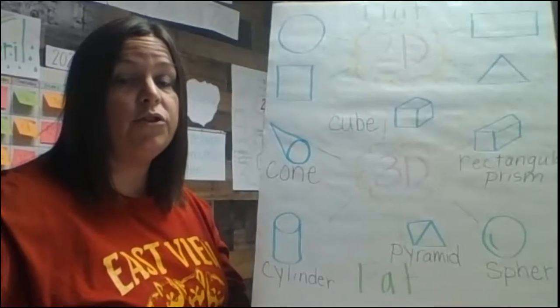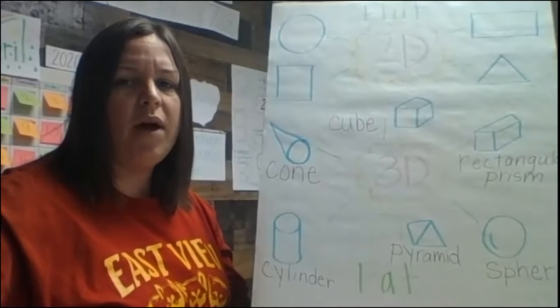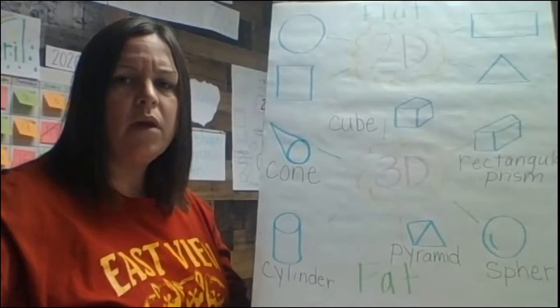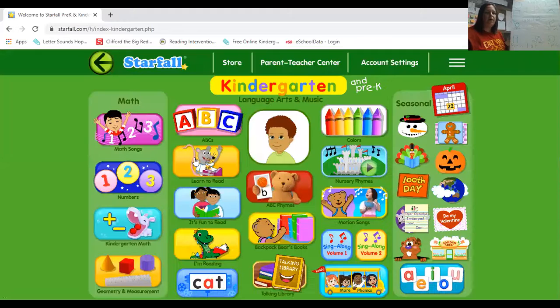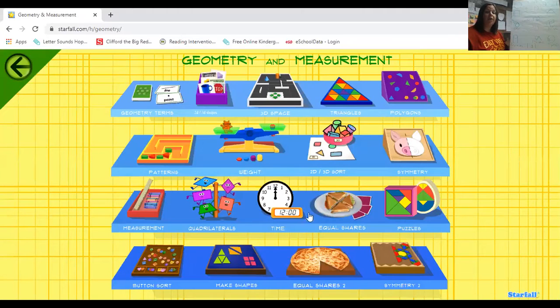I'm going to share another screen with you to show you other ideas of what you can do as well. I'm going to share with you the Starfall here, and you can see with the Starfall, you could go into kindergarten and pre-K, and you're going to go into the geometry and measurement, and you can practice sorting the 2D and 3D shapes. And then also you can look at actual pictures and you're going to match flat shapes, which are 2-dimensional, or the fat shapes, which are the 3-dimensional.